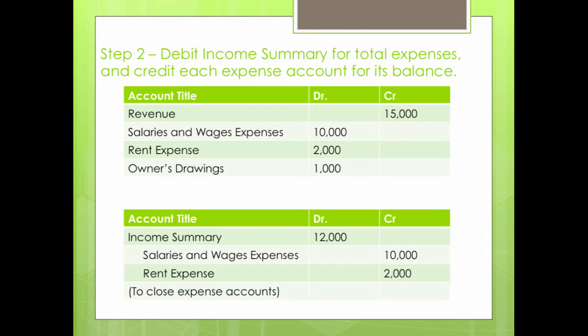So you're going to have a line for salaries and wages expenses. You're going to credit for $10,000, and the next account title is rent expense as a credit for $2,000. Notice that you're going to have a debit equaling $12,000, and if you add the credit side, it's also $12,000. Remember, they have to equal each other. And this is to close expense accounts. That's it for step 2.